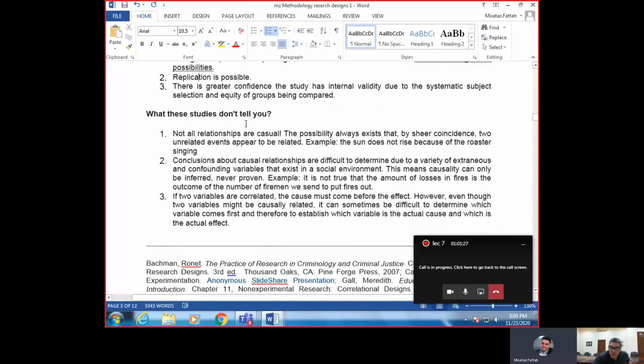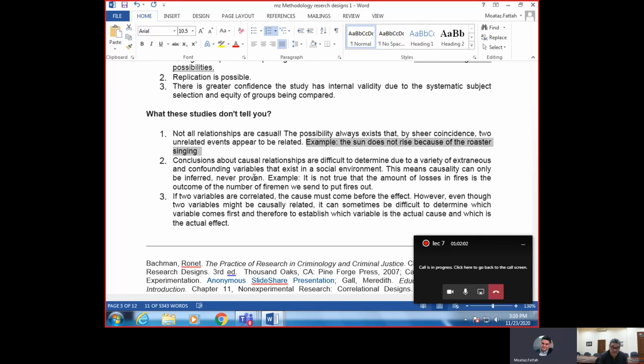What these studies do not tell you is that not all relationships are causal. That's important. The possibility always exists that by sheer coincidence, two unrelated events appear to be related. Example, the sun does not rise because of the rooster singing. The rooster sings, right? Does it mean that it gave the sign that the sun goes up? No. These are not necessarily related in the sense that one of them is causing the other.